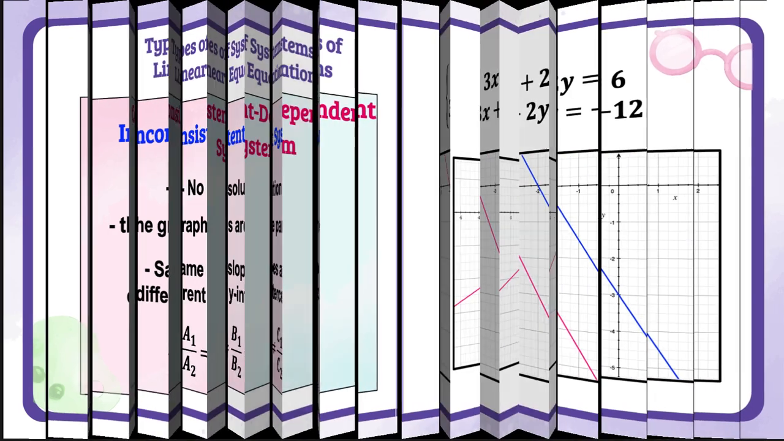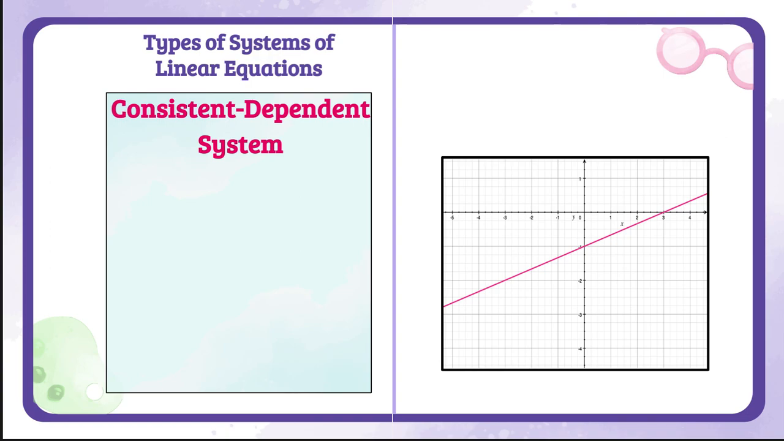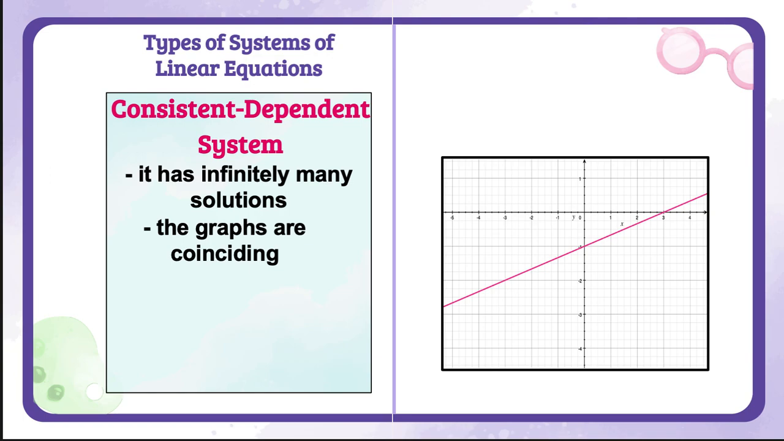Let us go now to the third type of system, which is the consistent dependent system. It has infinitely many solutions. The graphs are coinciding. Another term for coinciding is overlapping. So if the graphs overlap, definitely there will be a lot of points of intersection. That's why the solutions are infinitely many. Definitely you cannot count the solutions because they overlap or they coincide.